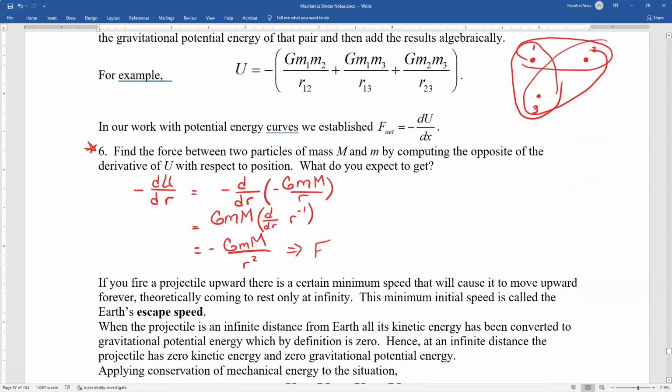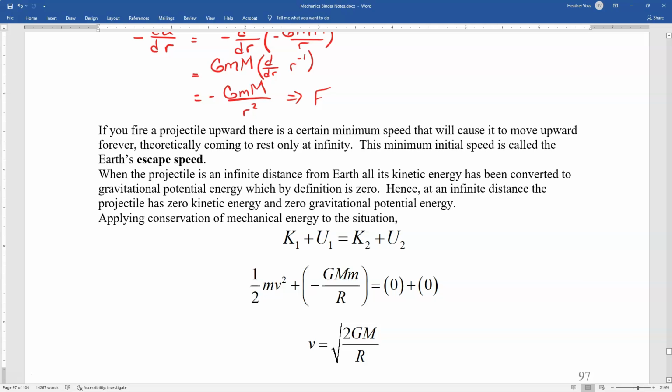So let's look at an example here. If we want to fire a projectile upward, in theory, there is a way that we could fire it with a speed that allows it to move upward forever. It would only come to rest when it's way out at infinity and beyond. We call that minimum initial speed that we need the escape speed, because we have to get away from the Earth. When the projectile is infinitely far away, all the kinetic energy has been converted to gravitational potential energy, which by definition is zero. So when we get infinitely far away, the entire thing is at rest, and gravitational potential energy by definition is zero. I know this seems a little weird.